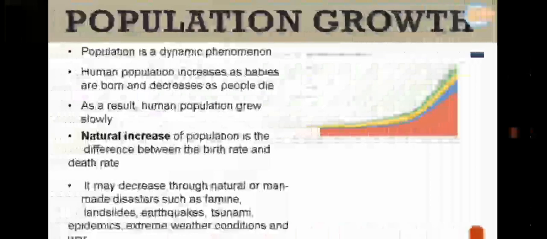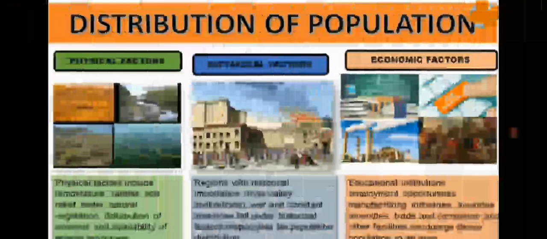In fact, population always increases, but in very rare cases it may decrease through natural phenomena or man-made disasters such as famine, landslides, earthquakes, tsunami, epidemics, extreme weather conditions, and war. Population change refers to an increase or decrease in the population of an area influenced by the number of births, deaths, and migration, that is, moving from one place to another place. Population growth refers to an increase in the number of people who reside in a particular area during a particular period.